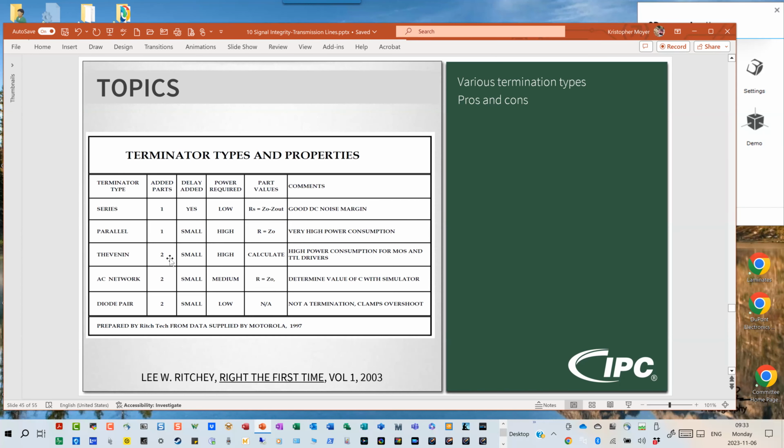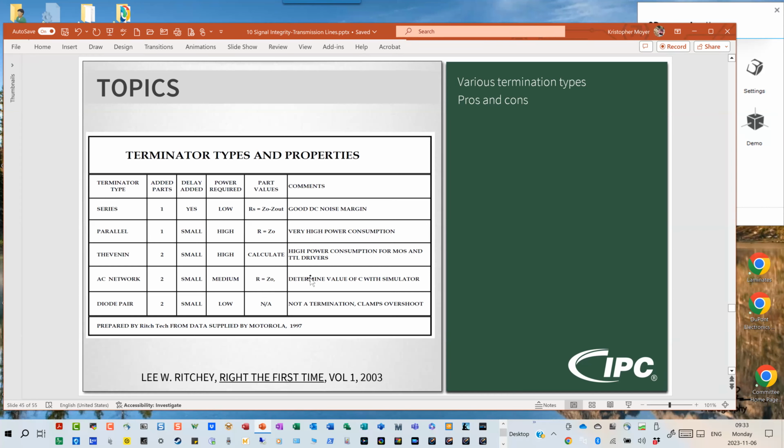The Thevenin, two parts are added, same small delay added, same high power consumption, and now you have to go through Thevenin circuit equivalent calculations to determine the pull up and pull down resistor values, so you get this no reflection. The AC network, two parts, small delay added, less power consumption than the standard parallel. The RS is fairly easy here. It is simply equal to Z naught again.